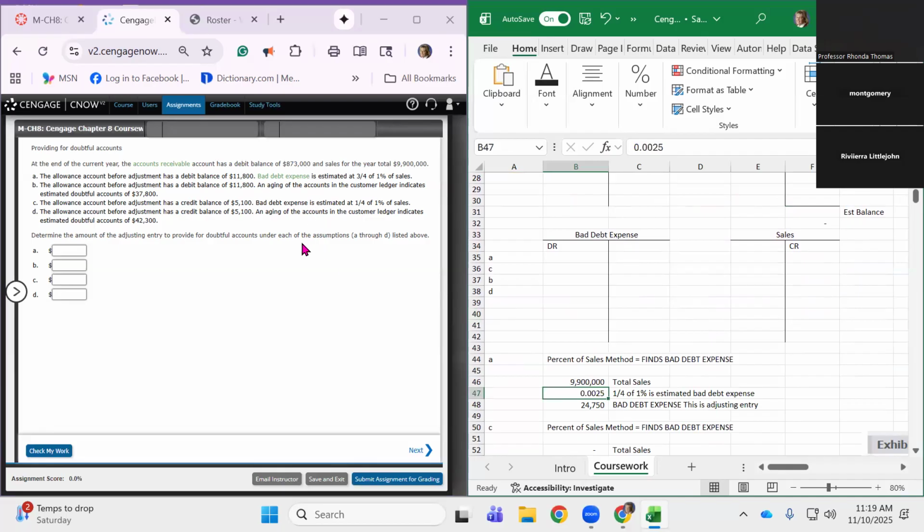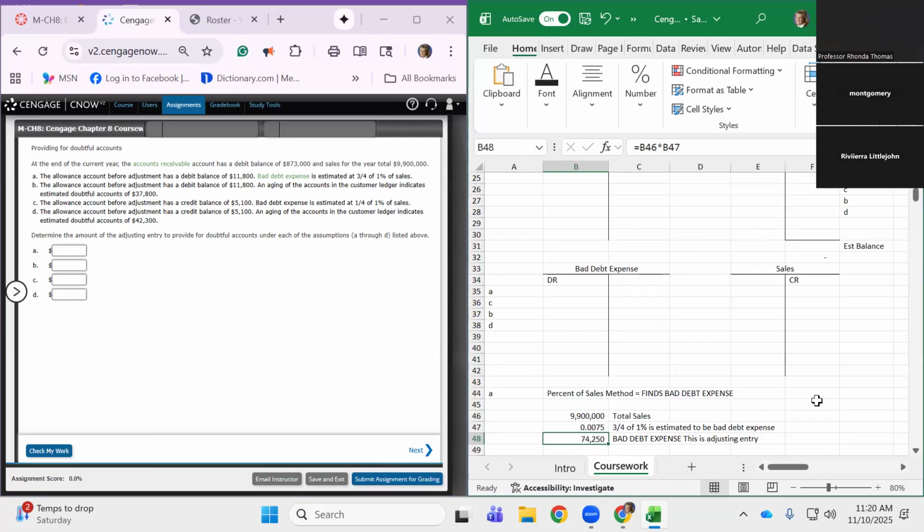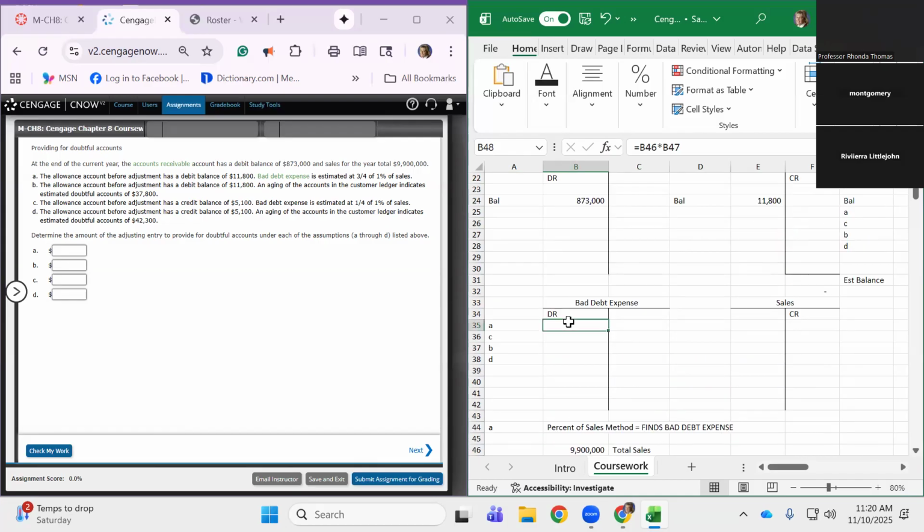So they say that of the 9,900,000, 3/4 of 1% is estimated to be bad debt expense. Let's put this in here. It is 3/4 instead of 1/4. 3/4 is 0.75, so let me put 0.0075 in here. So you figure out how much bad debt expense is. If you take 0.0075 times 9,900,000, you get 74,250. You just found bad debt expense.